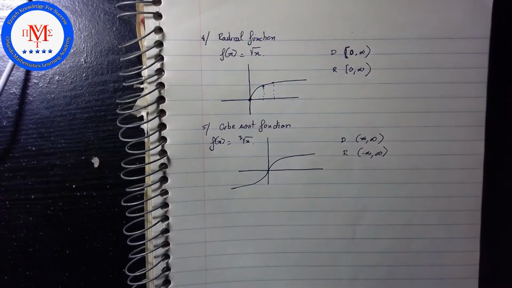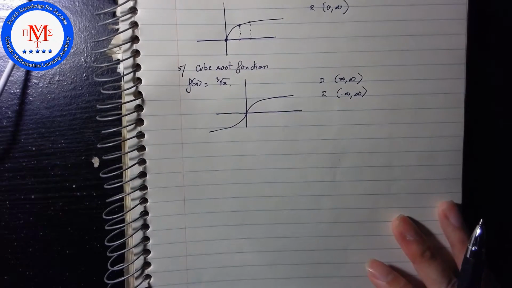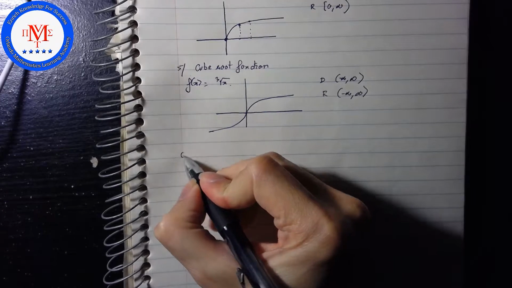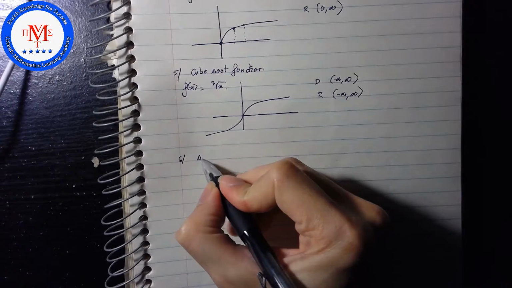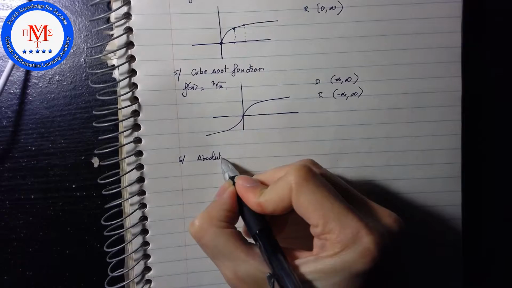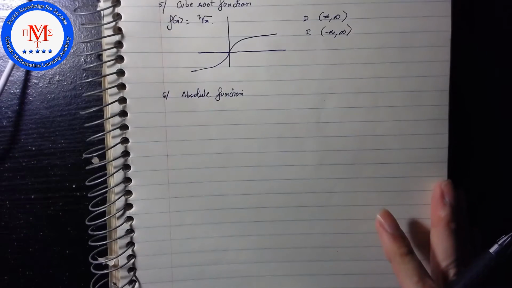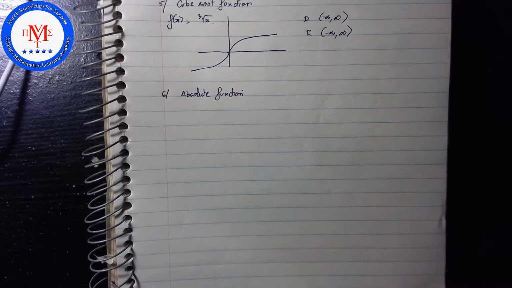Number 6. Absolute function. You already learned the concept of absolute value. When you take the absolute value of any number, it always gives you a positive number. That's why the graph of the absolute function is always positive. It means it's always above the x-axis, or at least on the x-axis.